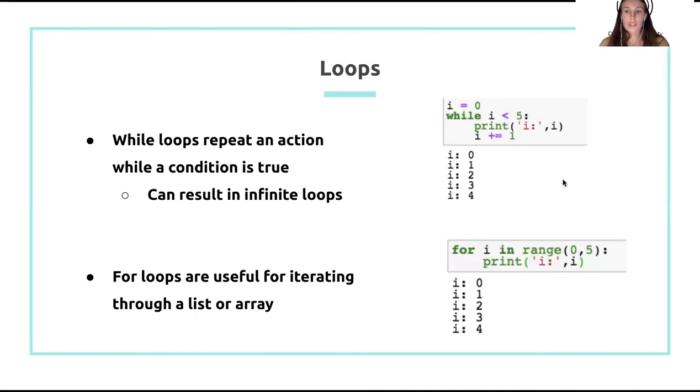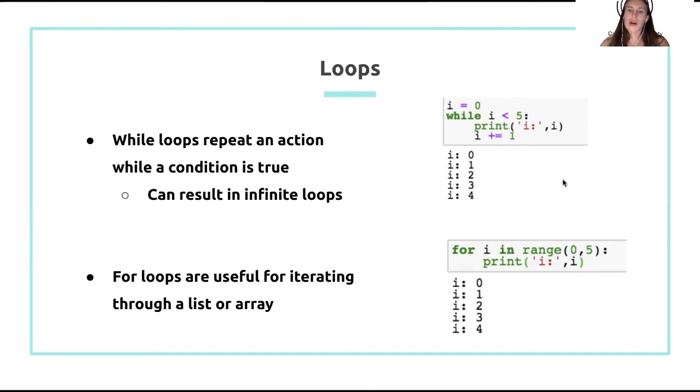Alrighty, so our last two topics, we've got loops and functions. So first of all, loops. There are two kinds of loops. There are for loops and while loops. While loops repeat an action while a condition is true. The thing we have to be careful of in terms of while loops, we can end up with an infinite loop if we're not careful. For loops, we usually use to iterate through a list or array.